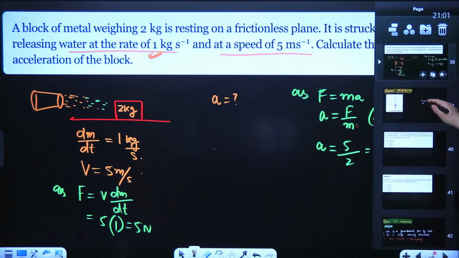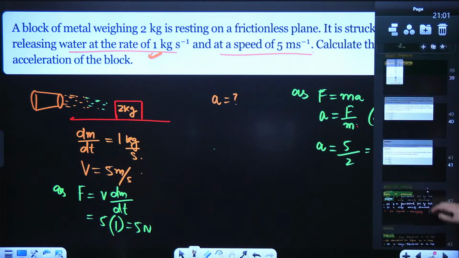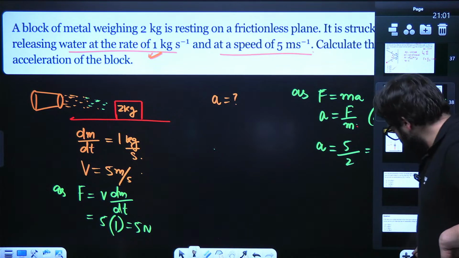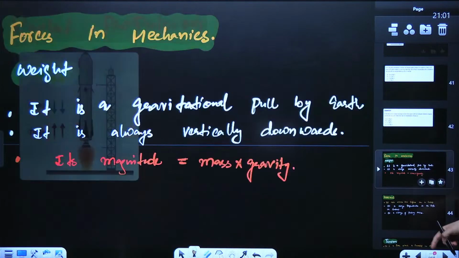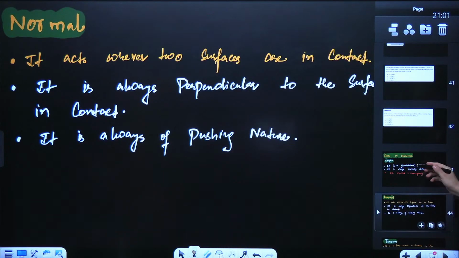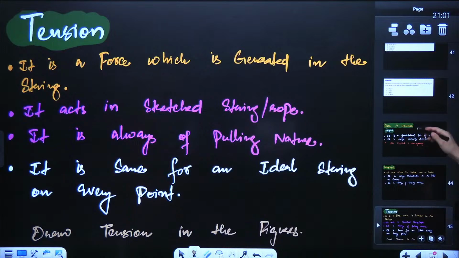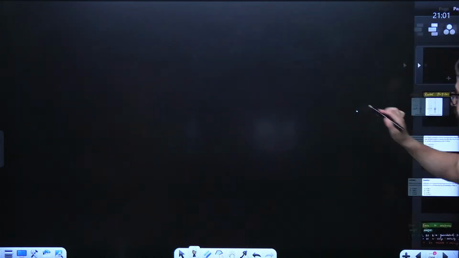So guys, with this we'll basically end today's session. In part 2, we will be starting with rocket propulsion. We'll be starting with forces and mechanics like weight, normal force, tension. All of these we'll be studying in the next class.